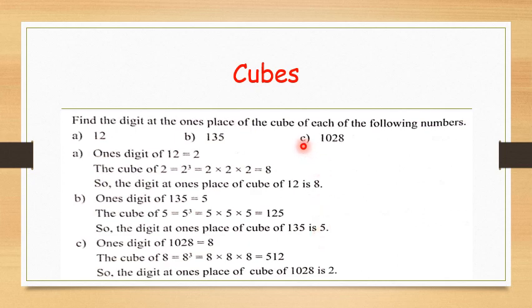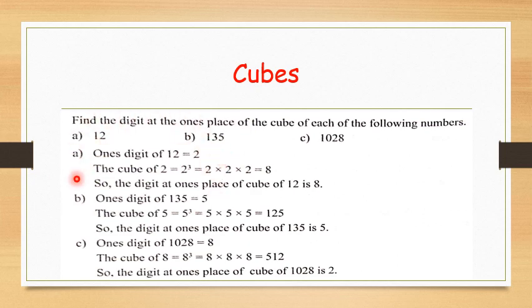Let's see one more question based on perfect cubes. Find the digit at ones place of the cube of the following numbers. You have to tell what the unit digit of their cube will be. We studied just now that if a number ends with 2, its cube ends with 8. Okay, if 8, then it ends with 2. If 3, then 7. If 7, then 3.